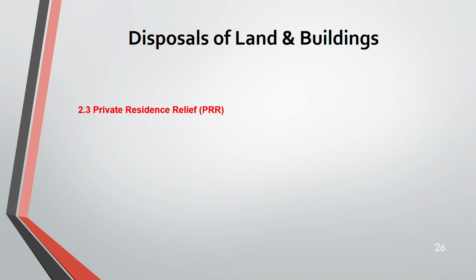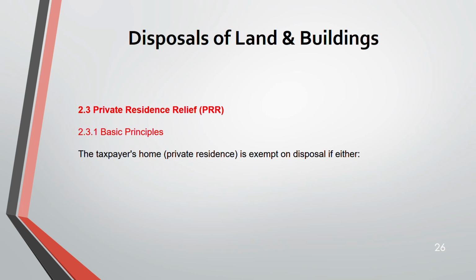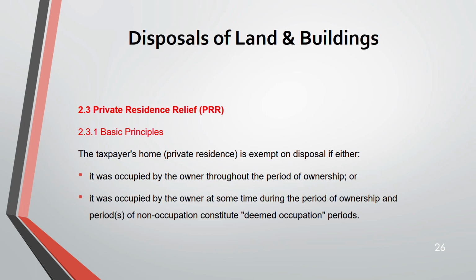Now, moving on to the next, which is your PRR, private residence relief. So under this relief, your home, the private residence of the taxpayer, is exempt. When you're disposing of your private residence, it is exempt, if either it was occupied by the owner throughout the period of ownership, or it was occupied by the owner at some time during the period of ownership. That means there is some period of non-occupation where the owner went somewhere else and did not stay. And there is deemed occupation.